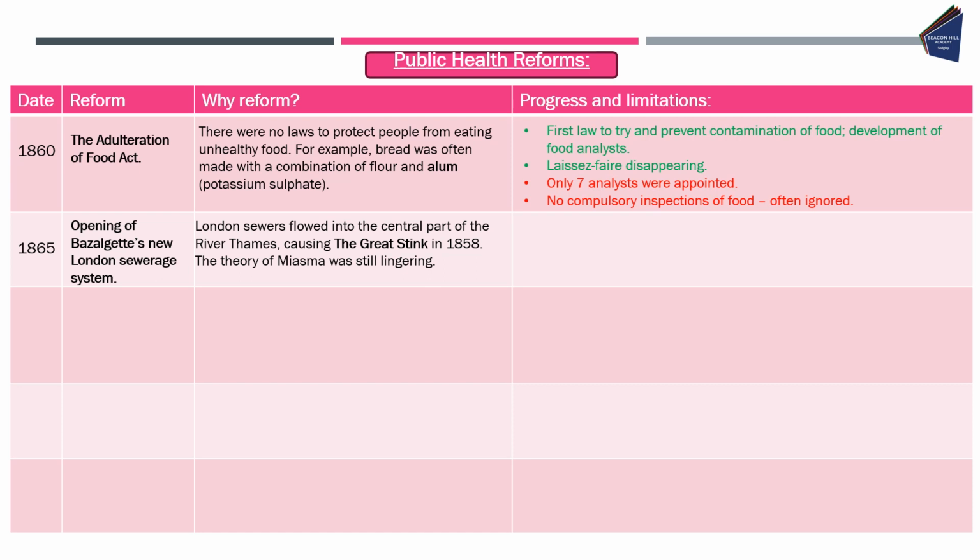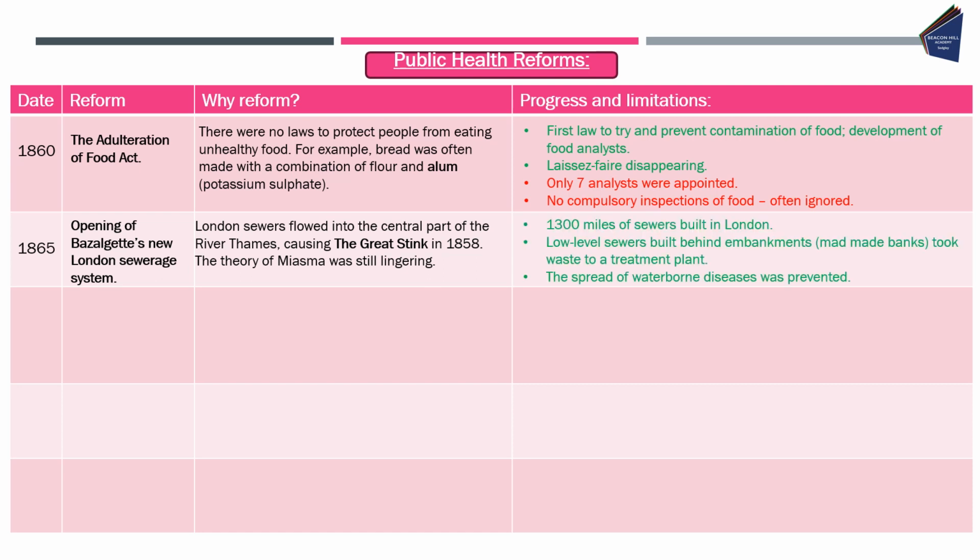In terms of progress, we have 1,300 miles of sewers that are built in London due to Bazalgette. That would be a great statistic for you to reference in the exam. We've got low-level sewers that are built behind embankments, which are taking waste to a treatment plant. And then we have the spread of waterborne diseases such as cholera being prevented. So the opening of Bazalgette's new London sewerage system is huge progress and a real big change that we see during this time period, something that would be great for you to reference in the exam.